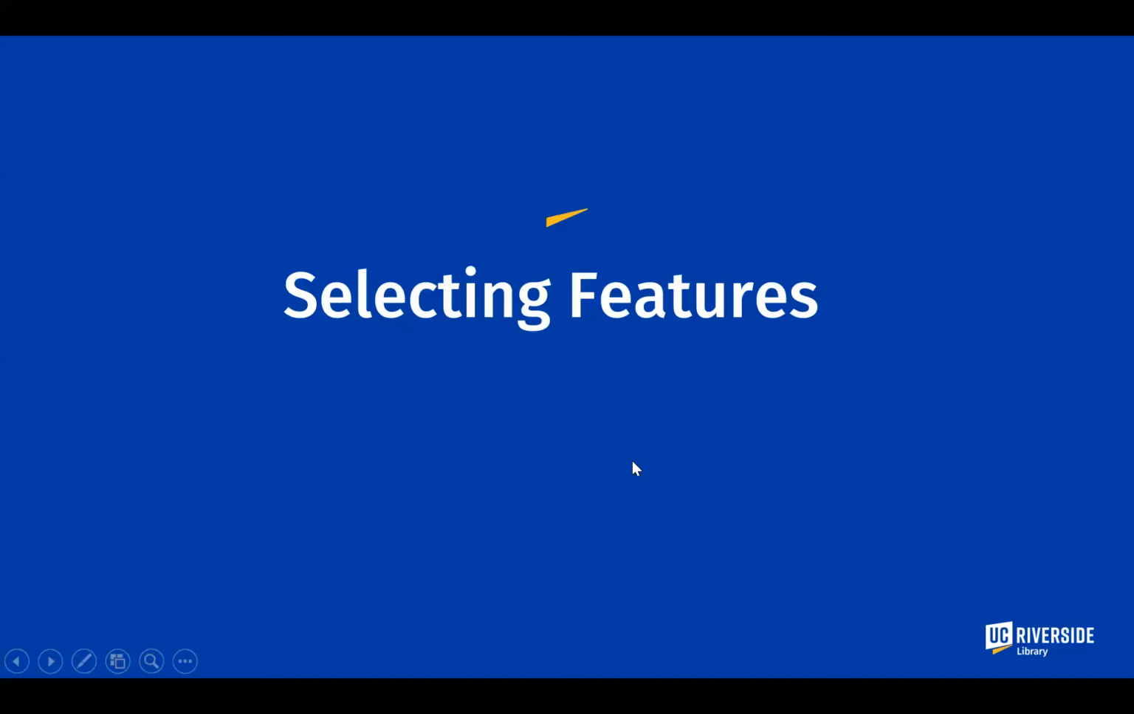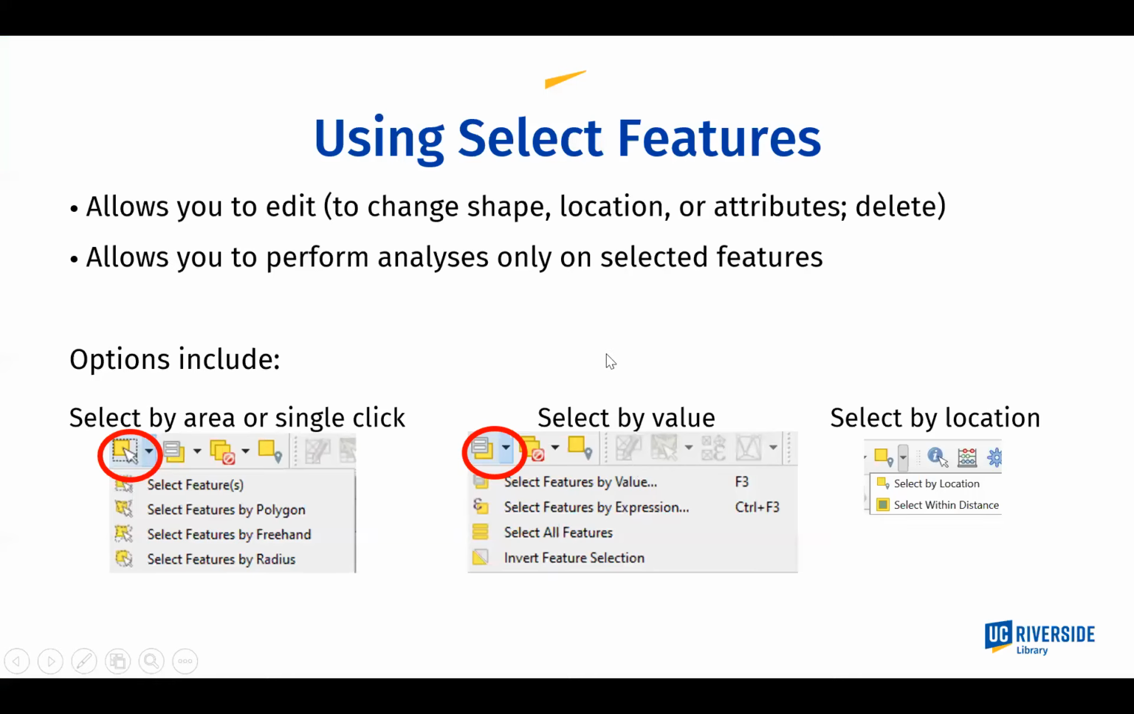So, selecting features. I make a big deal about this because when you have features selected, it allows you to edit them, which could mean if it's a line or a polygon, you can then go ahead and change its shape. You can change its location, which is like dragging it. Oh, it's not located exactly correctly, I can drag it over here and reposition it. You can also edit the attributes for a feature. And then you can also delete a feature.